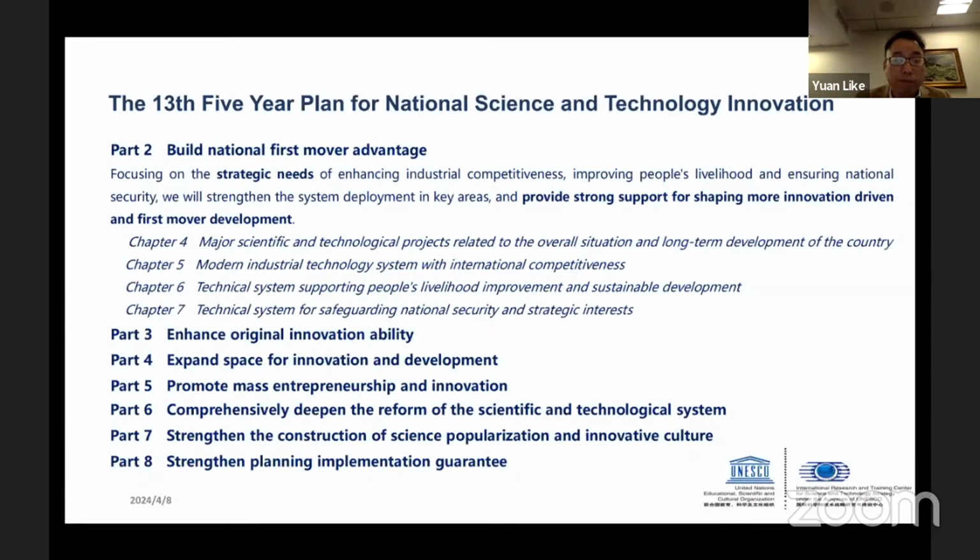Part 5, promote mass entrepreneurship and innovation. Part 6, comprehensively deepen the reform of the science and technology systems. And part 7, strengthen the construction of science popularization and innovation culture. The last one is to strengthen planning and implementation guarantee.